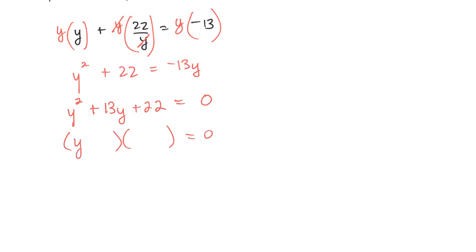So things that multiply to 22 and add to 13: 11 and 2, I think. So plus 11, plus 2. Good. Now I use the zero principle. Either y plus 11 is 0 or y plus 2 is 0. So I get y is equal to negative 11 and y is equal to negative 2.